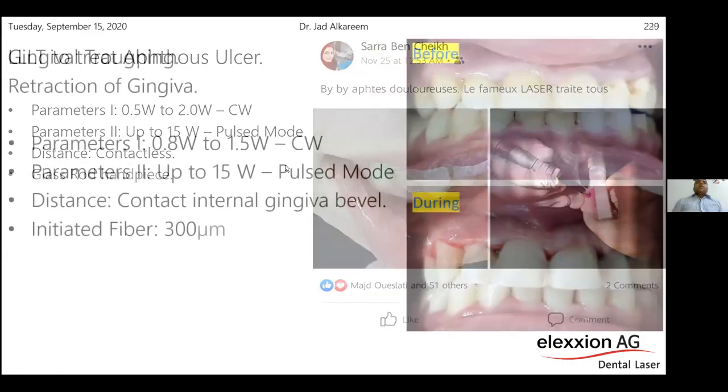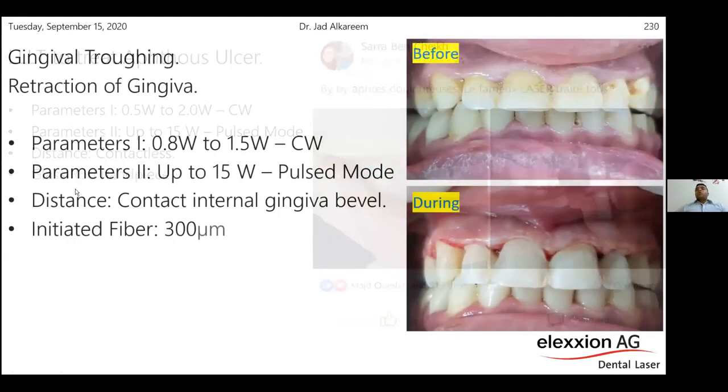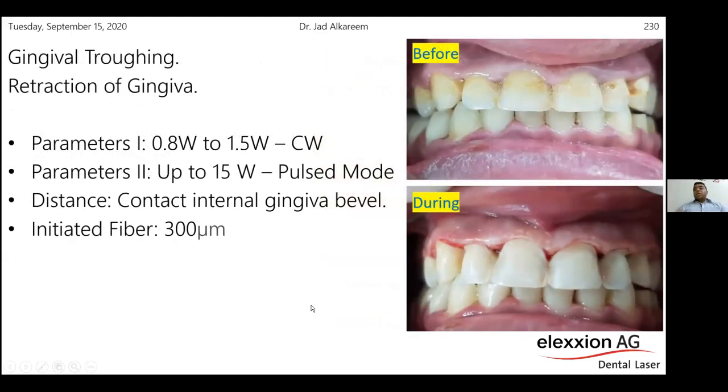Then finally, you can use the diode laser for retraction of the gingiva, to do a gingival troughing, so you can take your impression. In this treatment, you don't need to attach retraction cords. You can use the laser to retract the gingiva. So you insert the fiber. I can recommend the 300 micrometer fiber. It will be enough for this job.